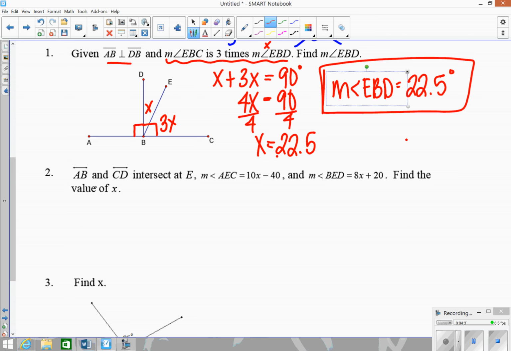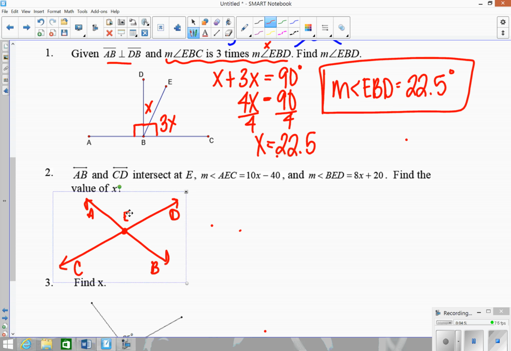Let's look at the next example. We have lines AB and CD intersect at a point E. I'm going to sketch a picture. If there isn't a diagram, make sure you always get in the habit of drawing one. It really helps if you can visually see what's happening. So I start with any two lines intersecting at E, and then I label. AEC is 10x minus 40, and BED is 8x plus 20. I want to find x.